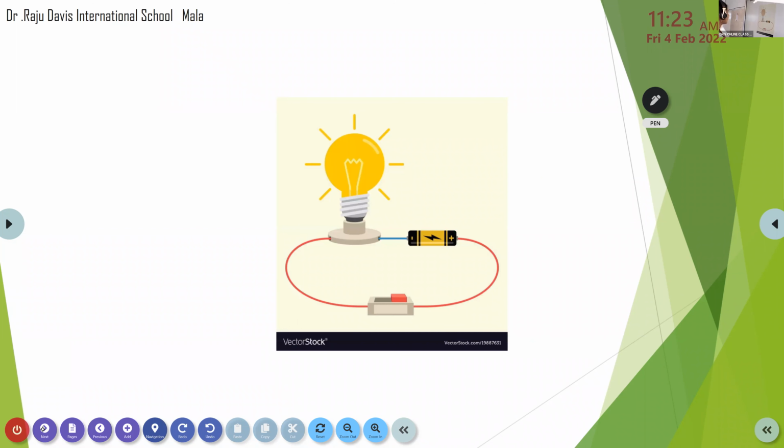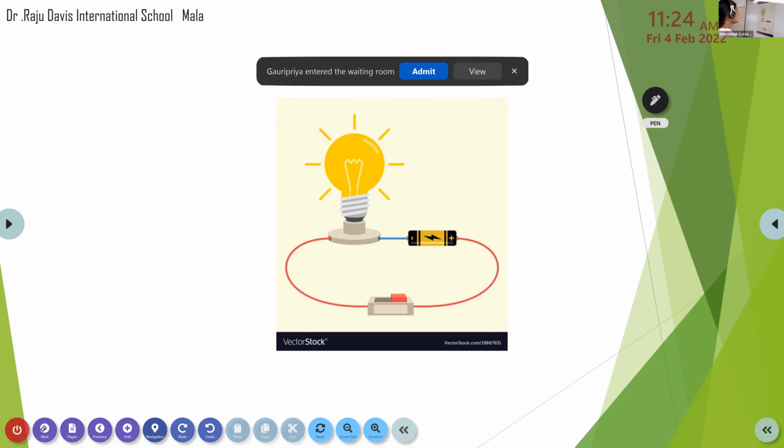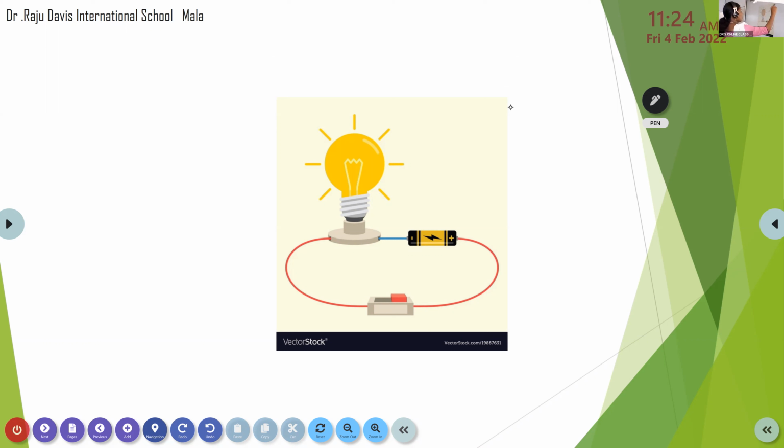For this picture, can you see the picture? Yes, ma'am. The bulb is there, then one battery, one cell, and one switch. Which effect of current is used here in this picture? Heating effect. Why do we use the term heating effect of electric current?